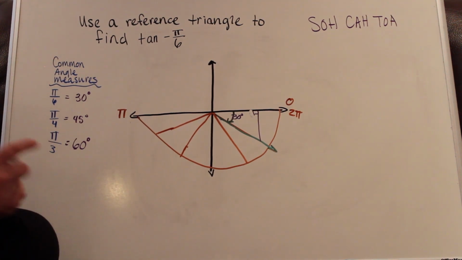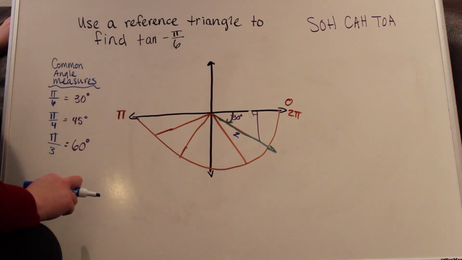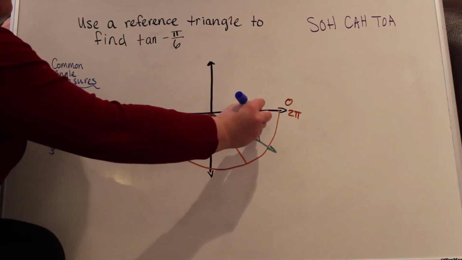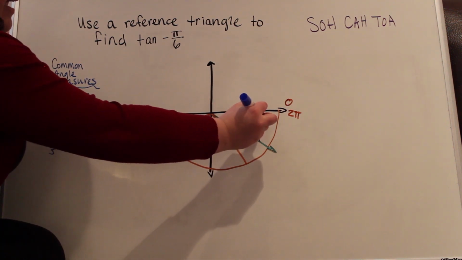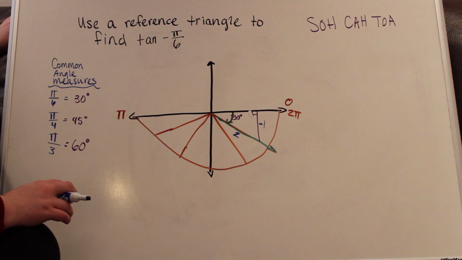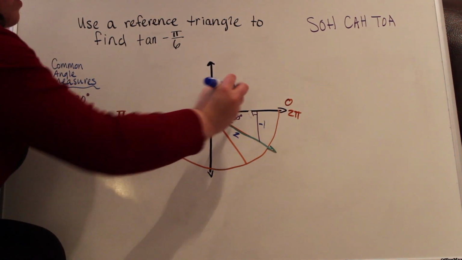Now remember, on a 30, 60, 90 triangle, the hypotenuse length is always going to be 2. The side opposite 30 is always going to be 1, but because the y values are negative, it's a -1 in this case, leaving our remaining side length to be square root of 3.